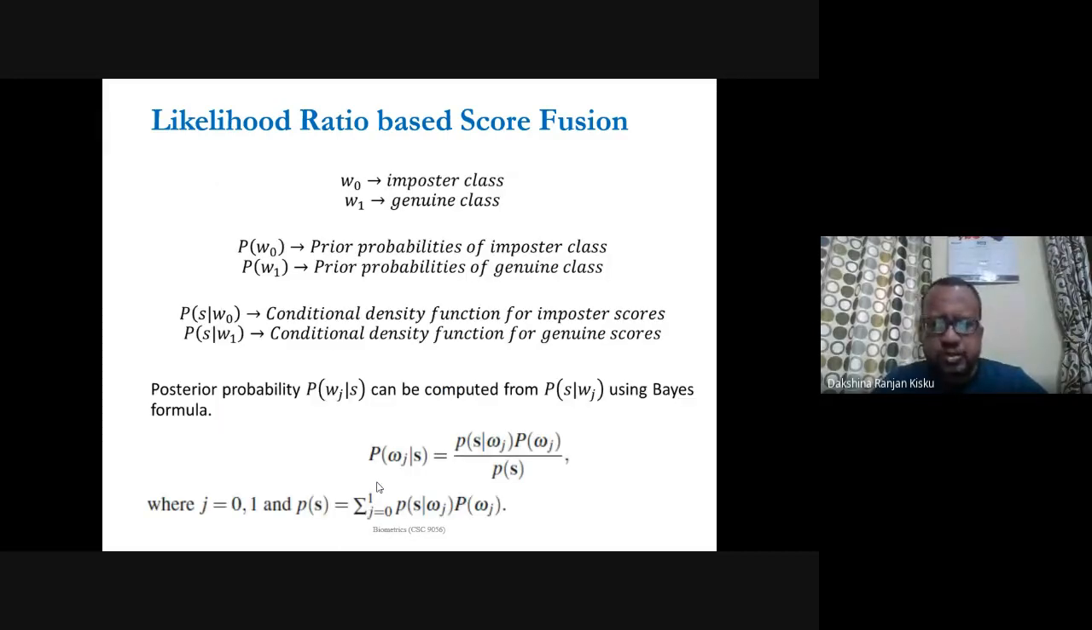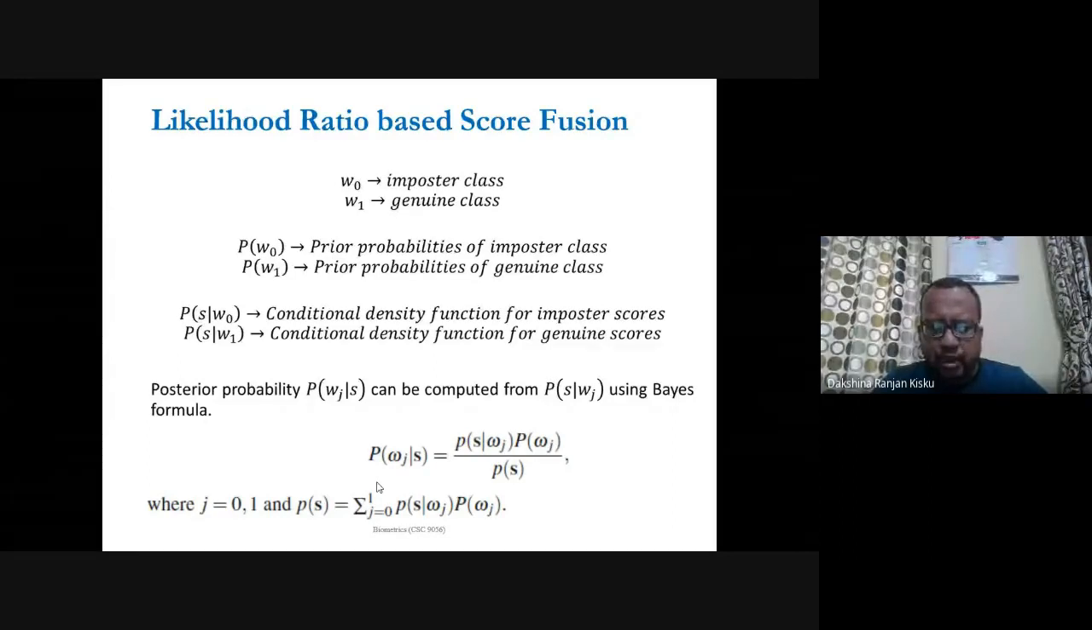Now from these imposter scores and genuine scores we obtain the conditional density function or conditional probability. This is denoted by P of S given omega 0, and probability of S given omega 1. Here omega 0 represents the imposter class and omega 1 represents the genuine class. Then we obtain the posterior probability. This posterior probability will be computed from the given conditional probability or conditional density function and prior probabilities or marginal probabilities. So here we compute the posterior probability P of omega j given S. That can be computed from the conditional probability using the Bayes formula.